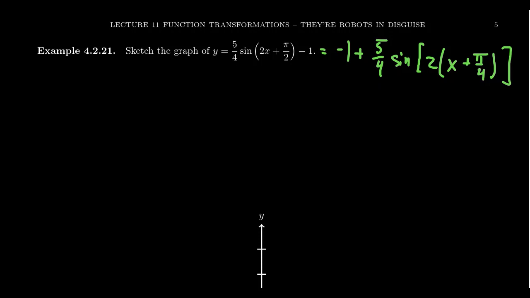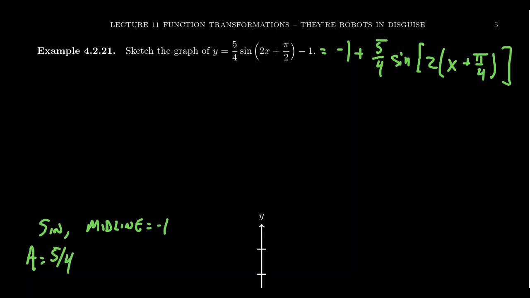And so this is now in our standard form. And so the things we can see here is we have to graph a sine function. All right. There's going to be a shift by -1. So the midline is going to take place at -1. The amplitude is going to be 5/4.